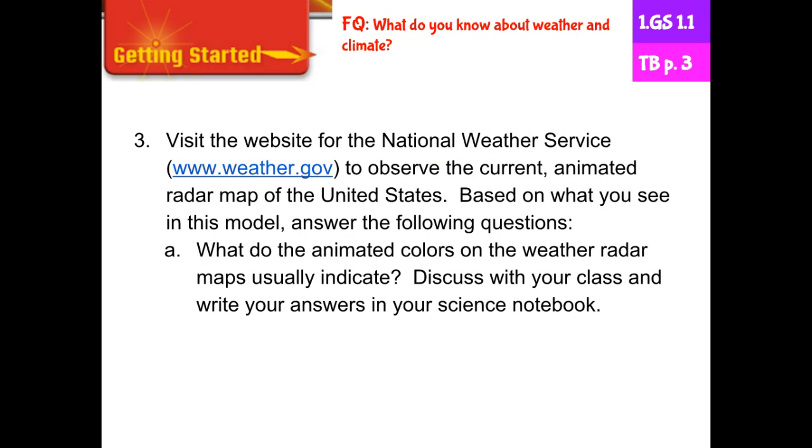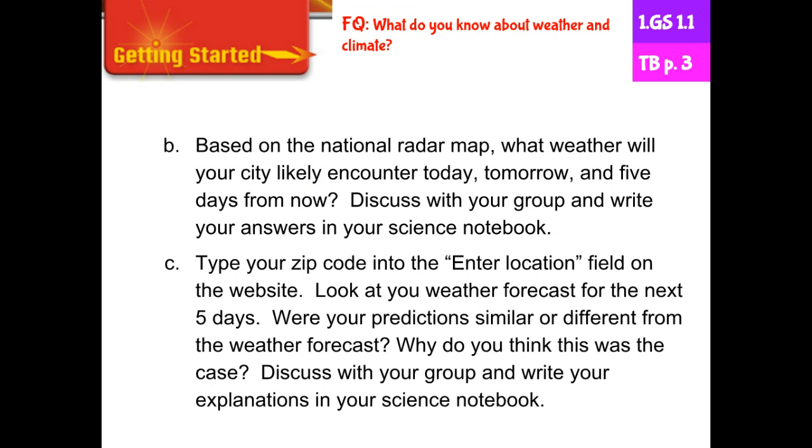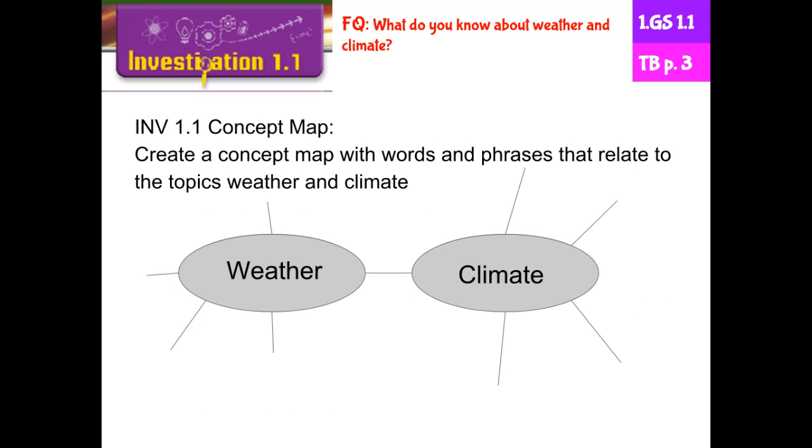Step 3, we're going to visit the National Weather Service, weather.gov, to observe the current animated radar maps of the United States. And you have 3A, B, and C to do. So 3A talks about what the animated colors are. B is what weather is your city likely to encounter today, tomorrow, 5 days from now. And finally, you're going to enter your zip code, and you're going to look to predict similar or different forms of weather. Why do you think this was the case? And you discuss with your group and write that in your notebook.